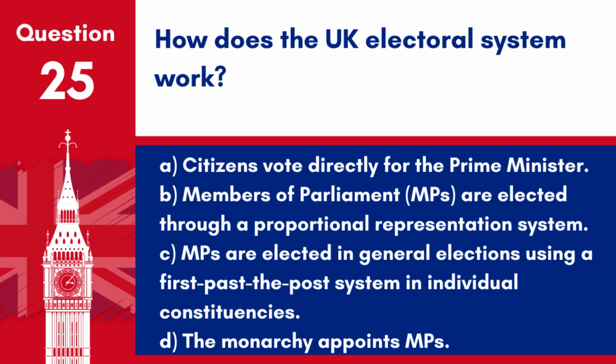B. Members of Parliament, MPs, are elected through a proportional representation system. C. MPs are elected in general elections using a first-past-the-post system in individual constituencies. D. The monarchy appoints MPs.